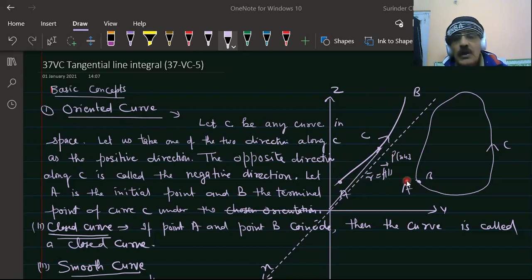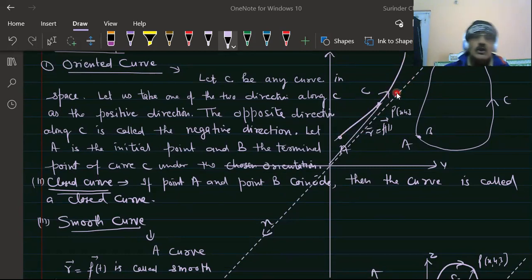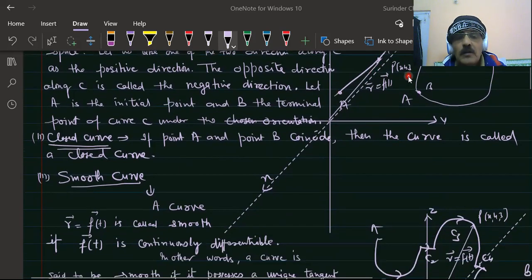This is the orientation of a curve. Now, if the initial point A and the terminal point B coincide, the curve is called a closed curve. Smooth curve: if at every point of a curve there exists a unique tangent, then the curve is said to be smooth. Or if the curve function r is equal to f(t) is continuously differentiable at each point from the initial point to the terminal point, the curve is said to be a smooth curve.